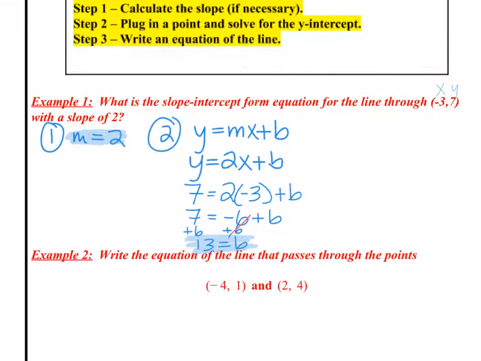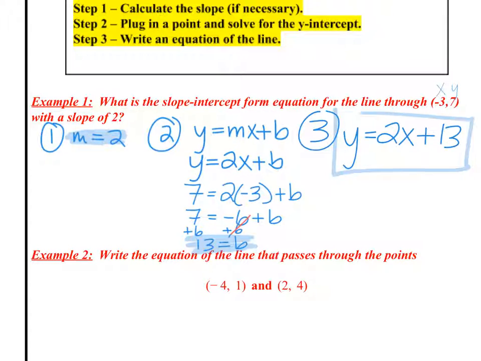So you have m is 2, b is 13. Write the equation of the line. Step 3. Y equals, what's the slope? 2. X plus, what's the y-intercept? 13. This is your answer.